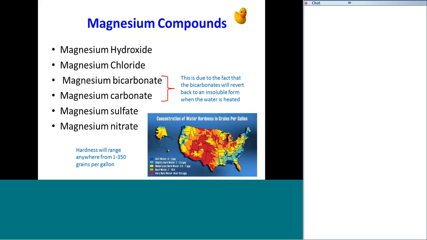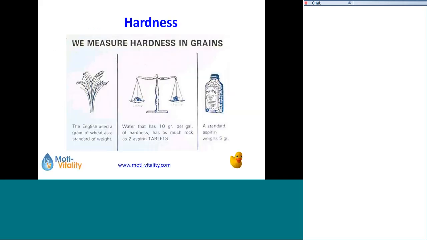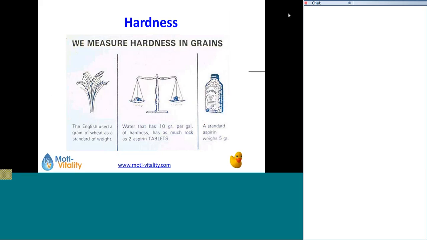It's temporary hardness because the bicarbonates will revert back to an insoluble form when the water is heated up. Hardness ranges in this country go anywhere from 1 to 350 grains per gallon. So what is grains per gallon? Well, we in this industry primarily measure hardness by grains per gallon.